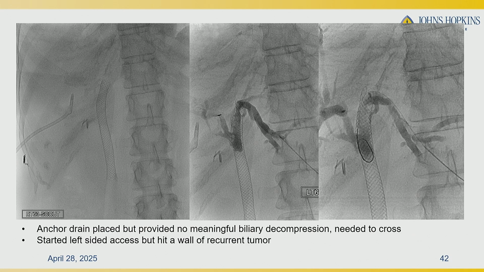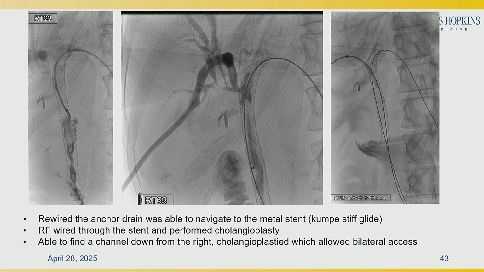So we actually started with left-sided access because it was just an easy ultrasound stick, stuck it with a 21 gauge diamond tip, got our Nitrex AccuStick in, but we just couldn't get through all this soft tissue. And it was clearly evident when we were trying to cannulate with our 035 system, we were banging up against some hard recurrent tumor. So we concurrently then wired our anchor drain.